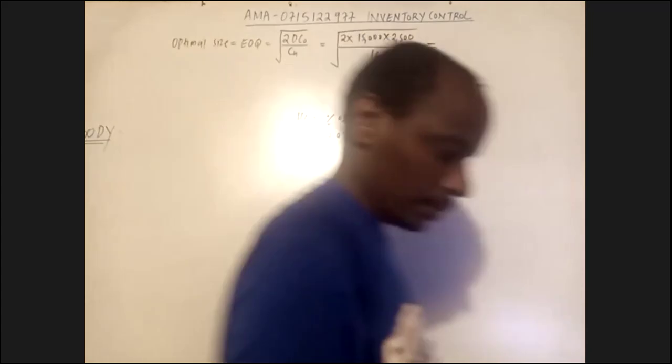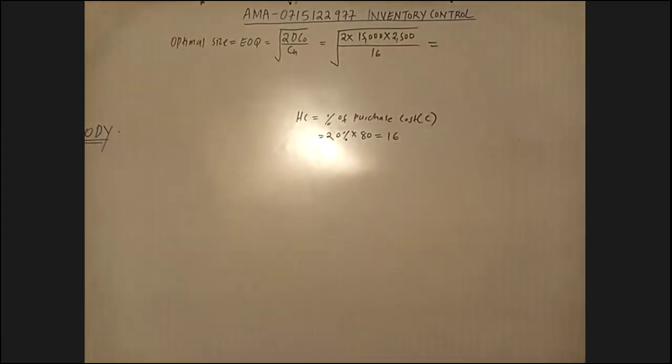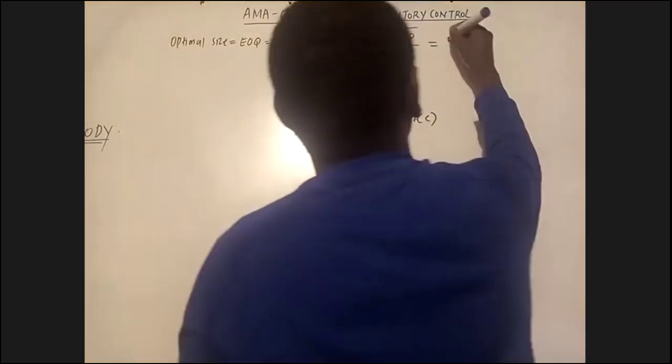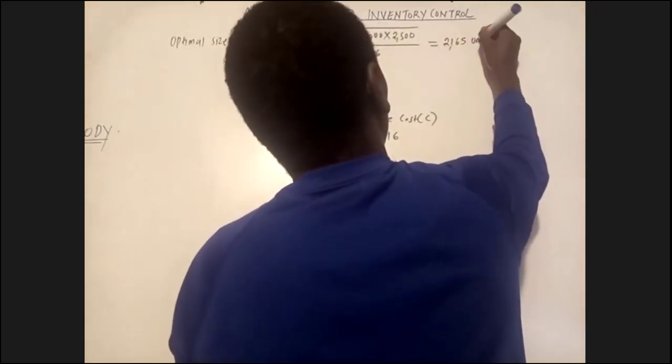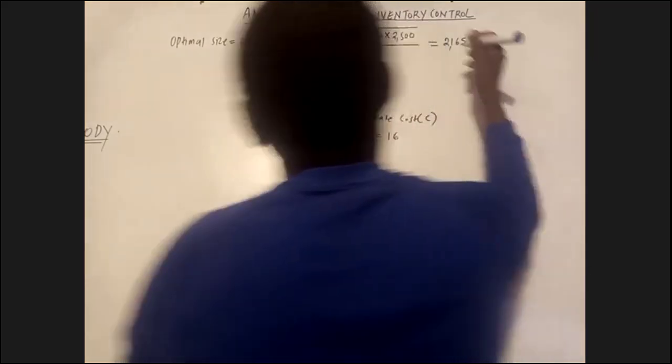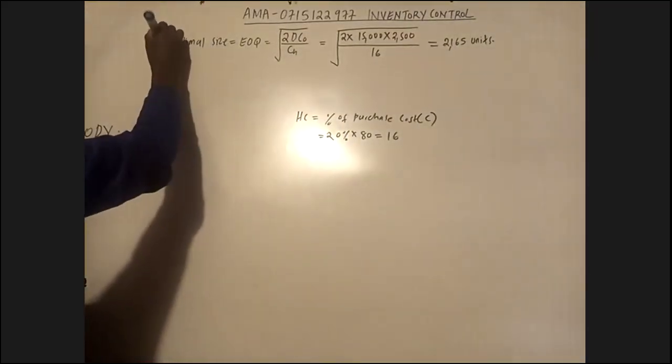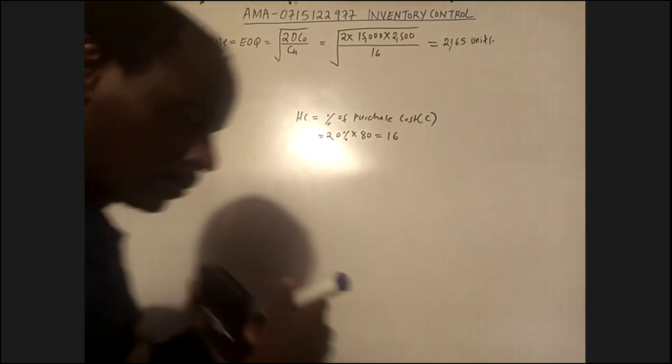So what will be the answer for that one? Give me the answer. The answer is 21.65 units. Itakuwa 21.65 units. Number B.